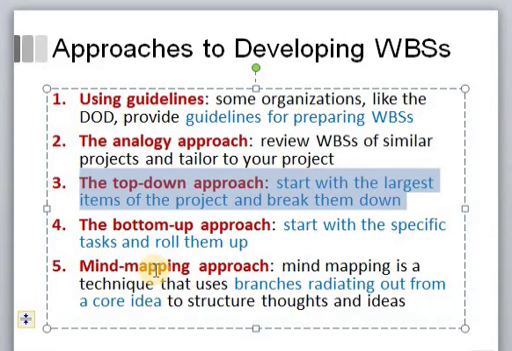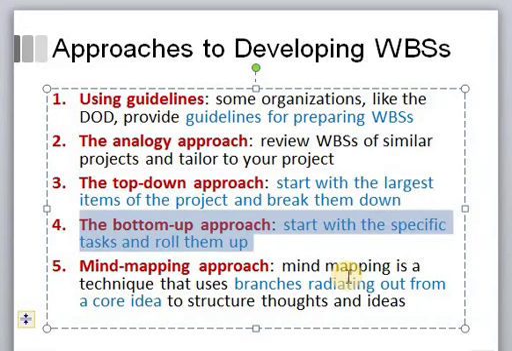Similarly, we have the third approach, which is called the top-down approach, and it starts with the largest item of the projects and breaks them down into smaller ones. You have to start from the major and larger tasks and units of the projects and continue to decompose them into smaller and manageable units, approaching the lower layers of the work breakdown structure.